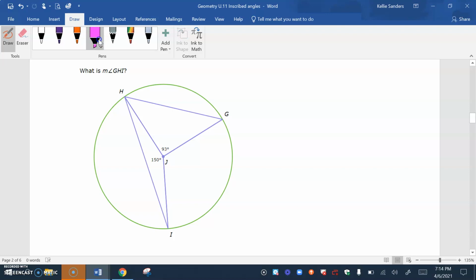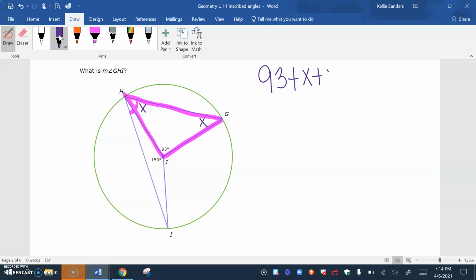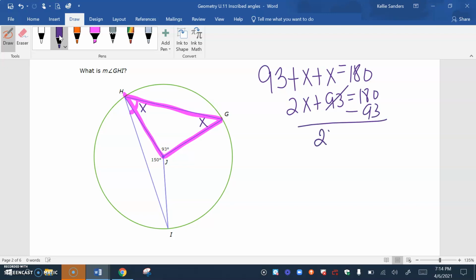G, H, I. This is the exact same thing that I just got finished doing. So do one of the triangles first, because both of these are x's. I'll do it a little bit differently this time. 93 plus 2x equals 180. Subtract the 93 and get 87. Divide by 2 and get 43.5. So this one is 43.5.